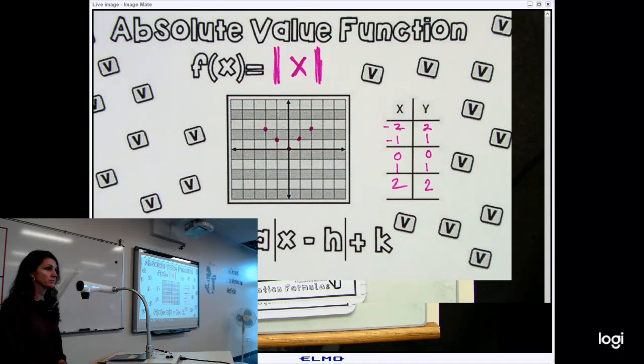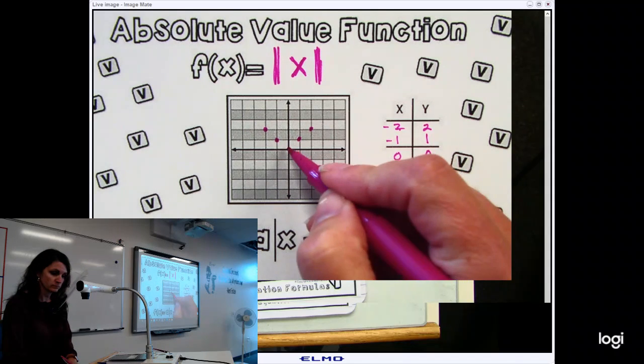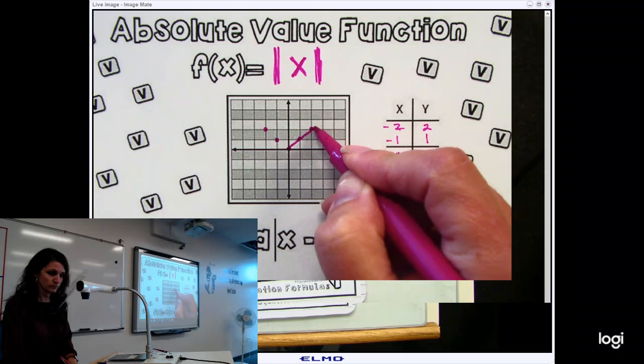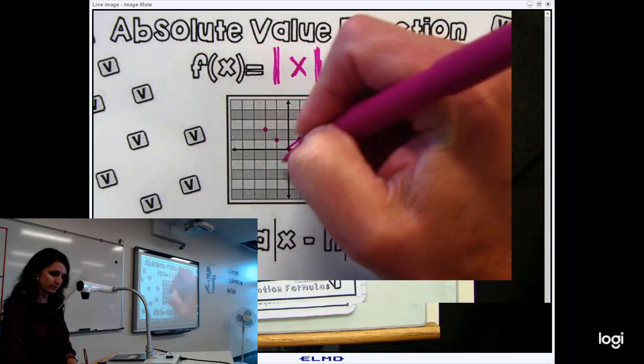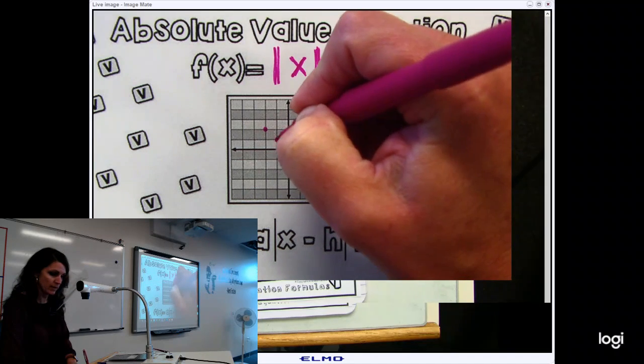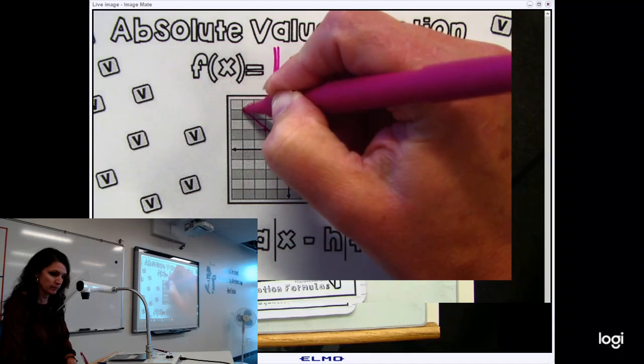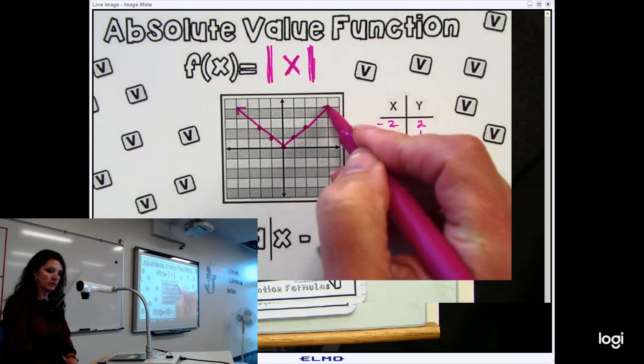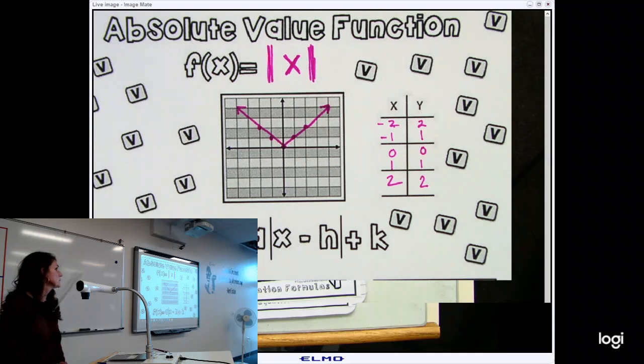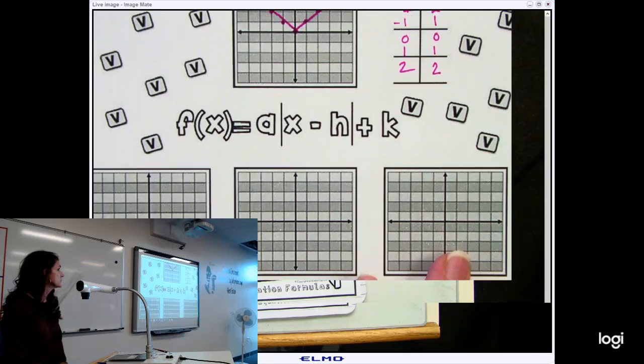What do we have? No comment? What shape is that? A V. Yeah, absolutely. Okay, our absolute value is shaped like a V. You'll feel that this is very similar to what we did with quadratics last year. In fact, that's where we're going to go next.